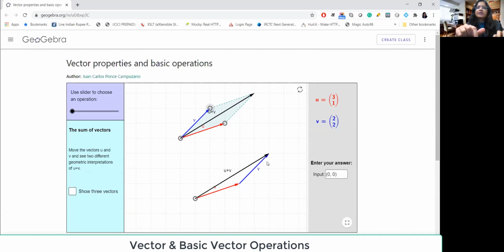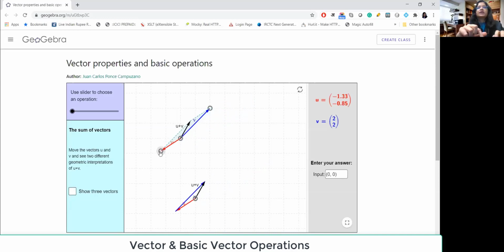You can see here it is becoming more clear in the second picture that you have shifted v from here to here, and then you are joining from the origin to the tip of this vector, and that would be your sum of these vectors. So this is how geometrically you can play around, and you can see even when the directions are in opposite direction, how that works, and how you can compute the sum and all those things.